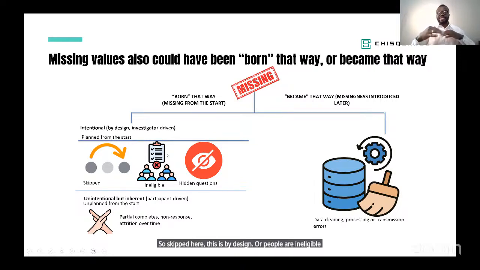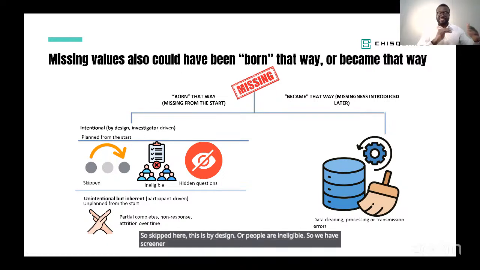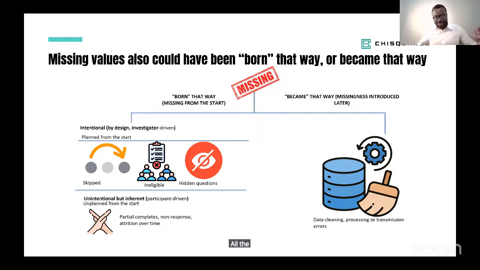So skipped here, this is by design, or people are ineligible. So we have screener questions, and the survey is supposed to be performed only by a particular group of individuals. And so we screen them, and then if they're not eligible, we kick them out of the survey. Well, it means that for all the questions after the screening, they will have missing values.